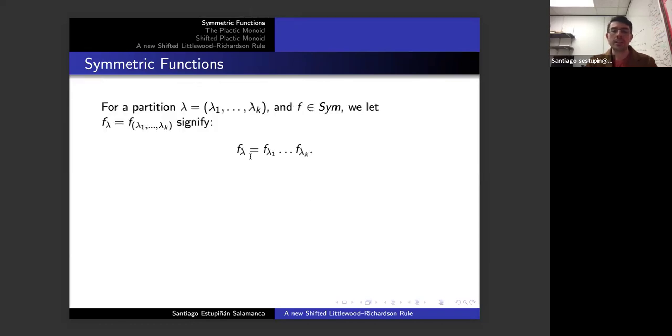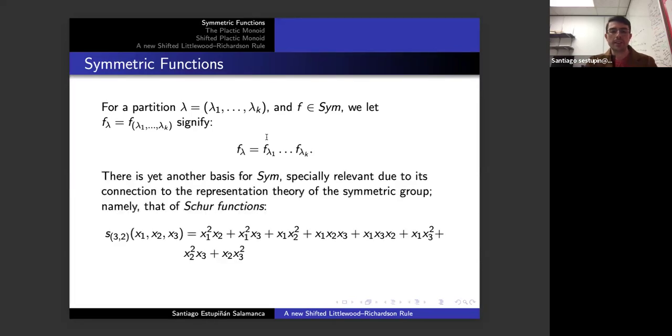Just a convention, whenever I index a symmetric function apart from the Schur functions by a partition, this means that I am taking the product of this symmetric function indexed by each of its parts. And the main symmetric function that will be important for us in this talk is the basis of Schur functions. These are very important because of their connection to representation theory. Here is an example of these functions, but I will provide an example that describes this in more detail.